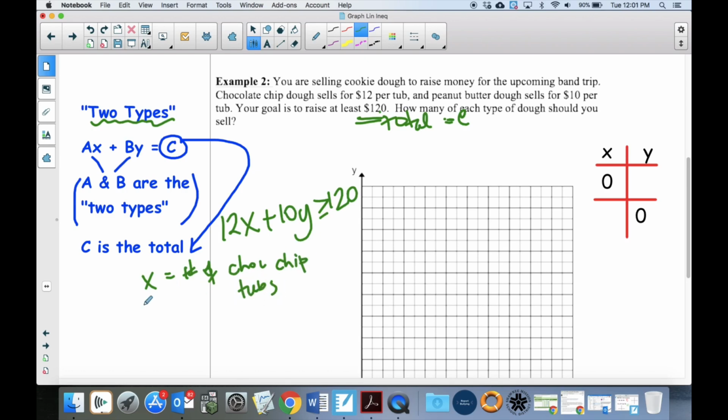And excuse me, y would be the number of peanut butter tubs.